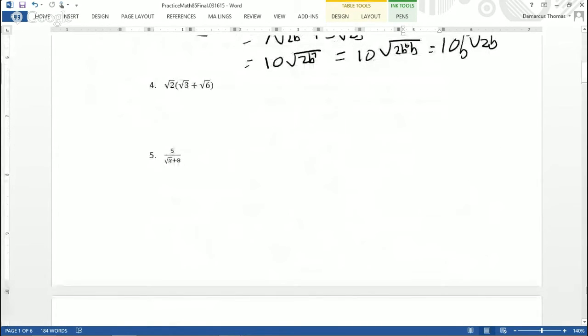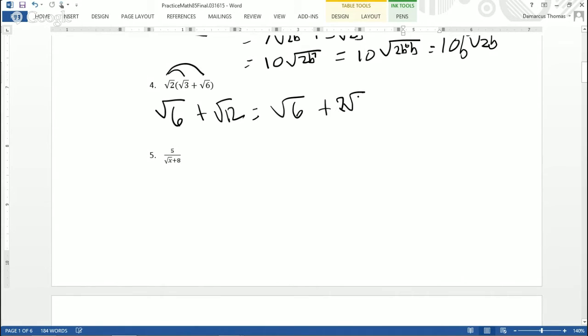Let's do a few more. Number 4. We actually have to distribute here. So we get the square root of 6 plus the square root of 12. Can we simplify this? The square root of 6 we cannot simplify, but 12 simplifies to 2 root 3. And that's the final answer. We cannot do anything else with that.